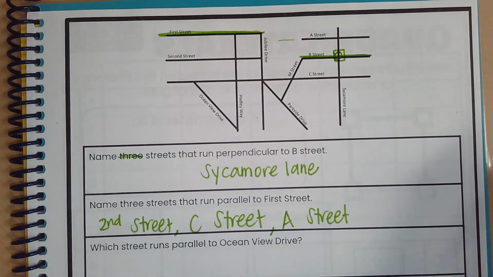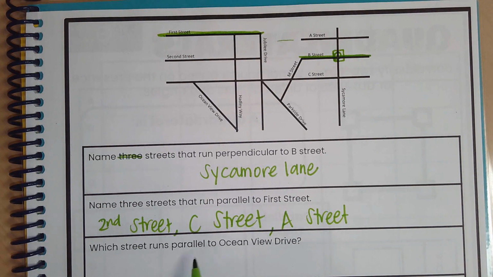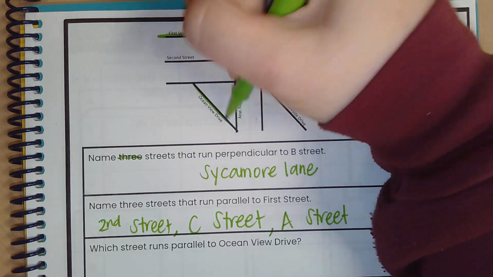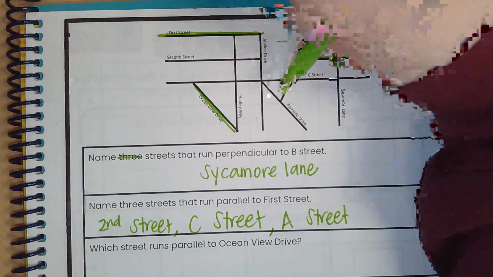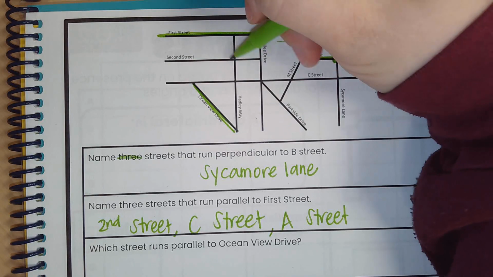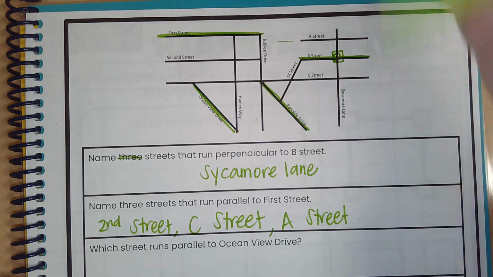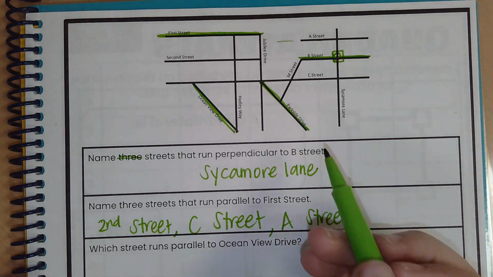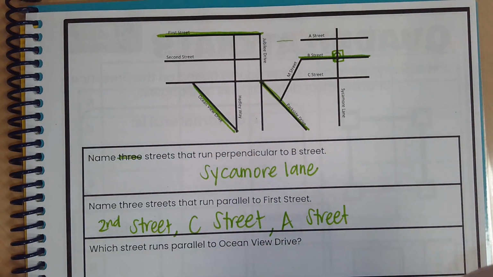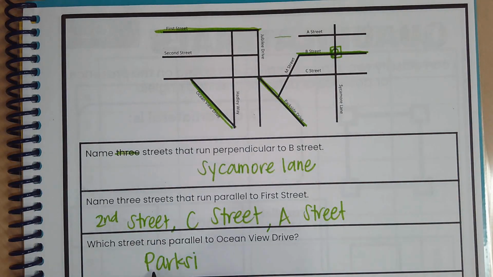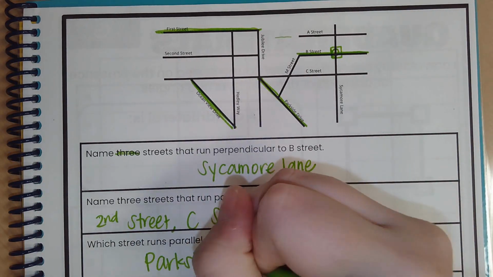Okay, which street runs parallel, so that means they're the same distance apart the whole way, to Ocean View Drive? So here's Ocean View Drive, okay. Let's see, it would have to be Parkside because it's the only one that is that same path, but it doesn't get closer or further apart. So it is Parkside.